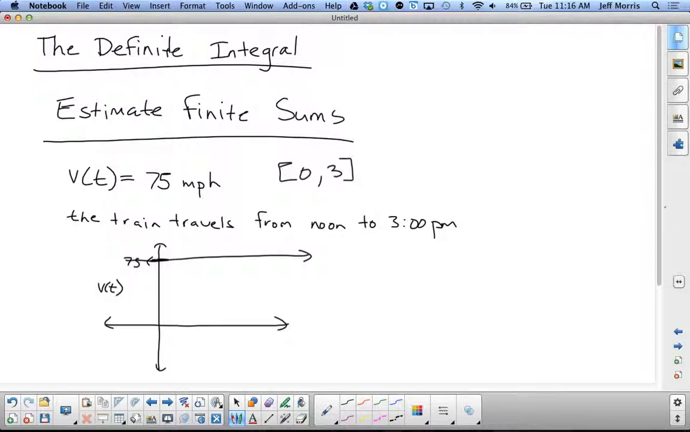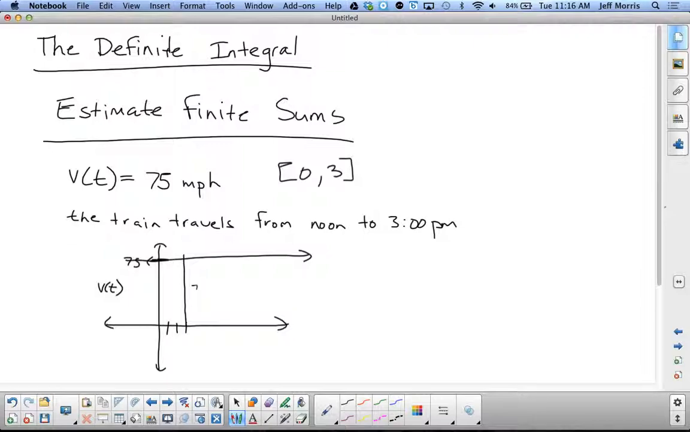If I only measure from 0 to 3, so there's 1, 2, 3. Take a look at this. What shape do we form? Rectangle. Now, I want to show you something interesting about that rectangle. What is the height of that rectangle?